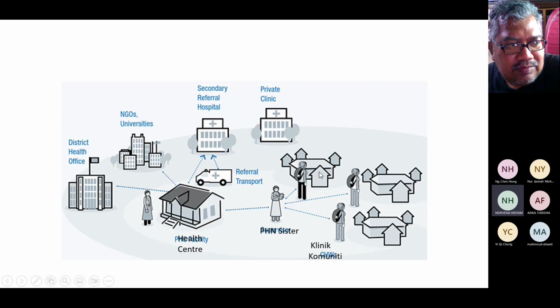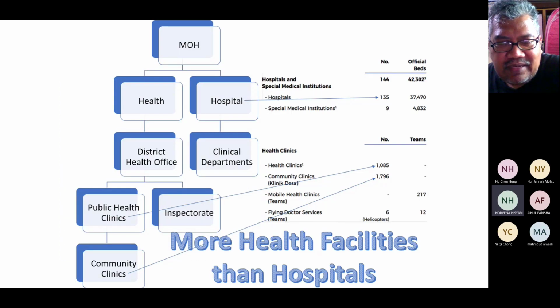Because of that, we have a lot of health facilities, like rural health clinics and health clinics, or in Malay, klinik kesihatan, and they are in the thousands. We have about 1,000 rural health clinics, and the health clinics are about 1,085, I think. I cannot really see the slides. Hospitals, we have very few, only about 135. This data is from the year 2015.